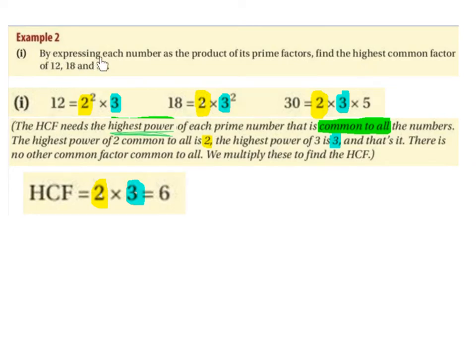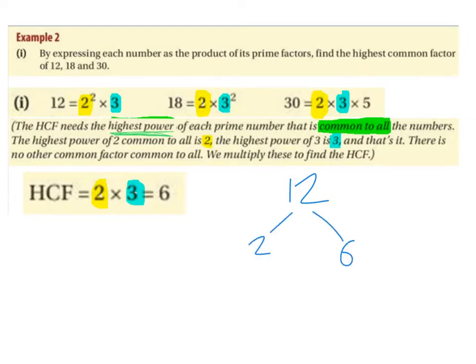By expressing each number as the product of its prime factors, find the highest common factor of 12, 18 and 30. So we're going to start off with 12. Now 12 can be broken down as 2 times 6.